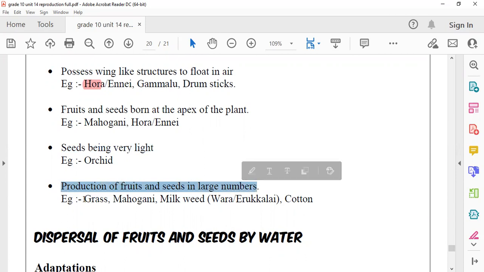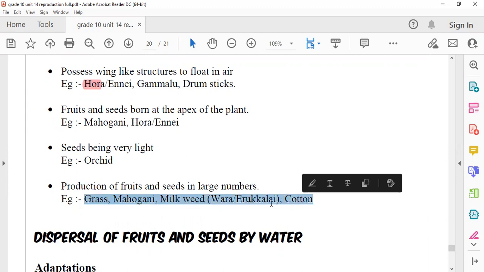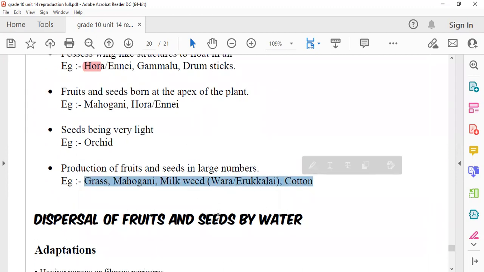And last, it is production of fruits and seeds in large numbers. That is helping them to be carried to different locations. All the locations that the wind carries them to will not be suitable for their germination. So they are produced in large numbers. You are given the relevant example.